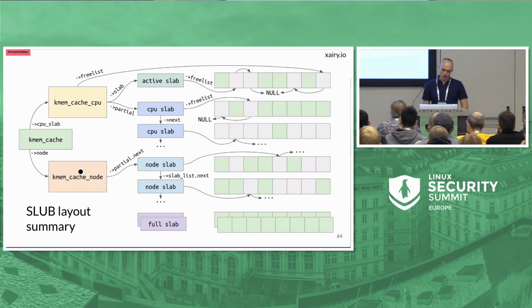And then we have the per node state with a list of per node slabs that each has backing memory and a single free list. And of course, the full slabs are just not tracked, so they exist somewhere, but the SLUB allocator does not keep them on any list. So this is the summary of the layout that we have within the SLUB.